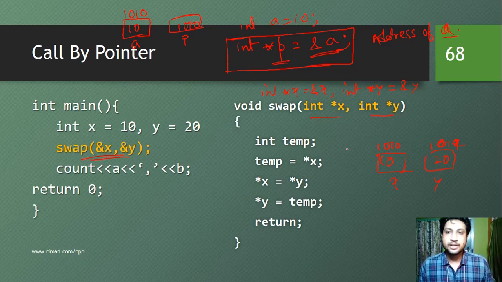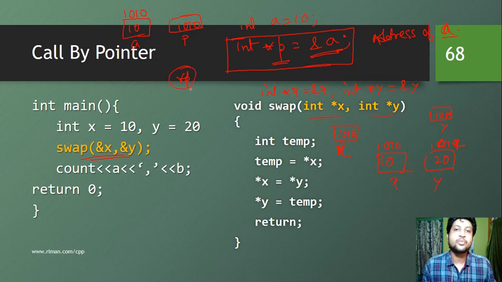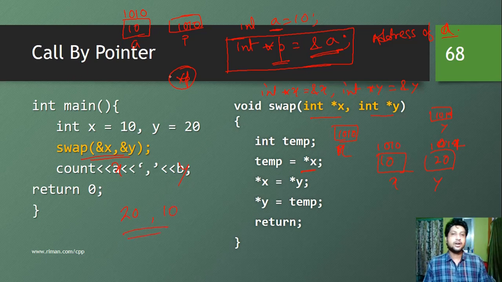So what is happening here? We are creating a pointer variable, say x, and pointer variable y, and we are storing 1010 and 1014 here. Now we know that using this pointer operation, pointer p, we can easily access the value of a in this particular case. So similarly, using this pointer operation, we are accessing the actual values of x and y. So those actual values are being swapped with each other, and the output for this particular code will be 2010. So this is how call by pointer and call by reference actually work.